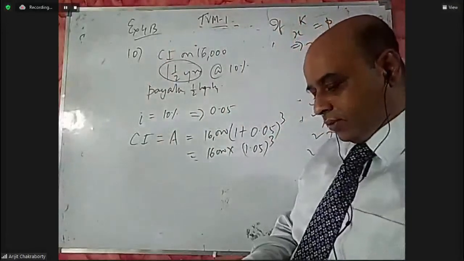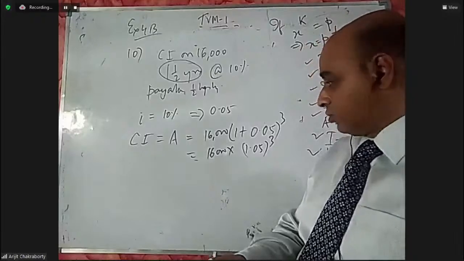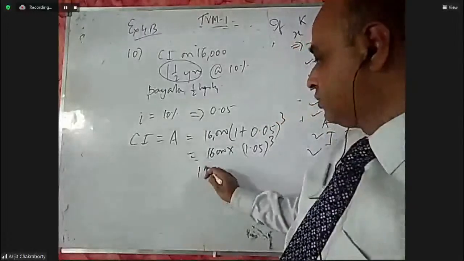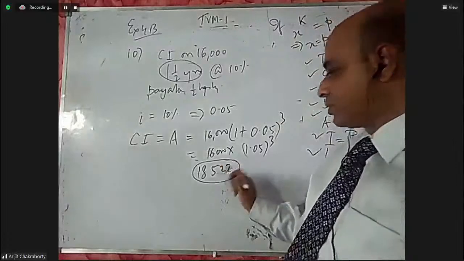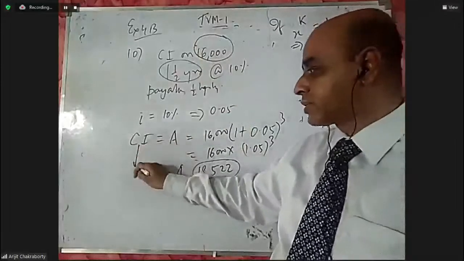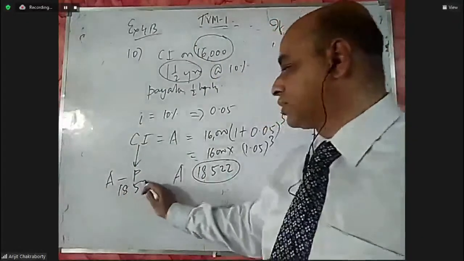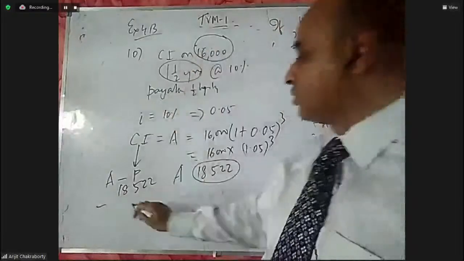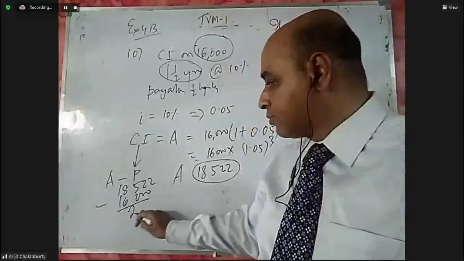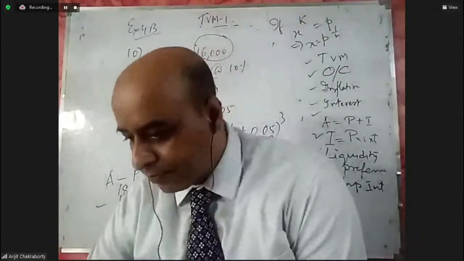1.05 to the power 3, 1.05 into 1.05 into 1.05 into 16,000. So I am getting 18,522. Okay, this is my amount. But my principal is 16,000. So what is my compound interest? Compound interest will be amount minus principal. Amount is 18,522 and principal is 16,000. So my compound interest, by subtraction, comes to 2,522, and I think option B is correct in this problem.